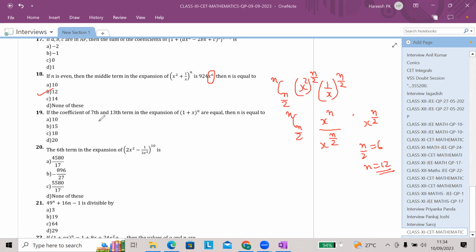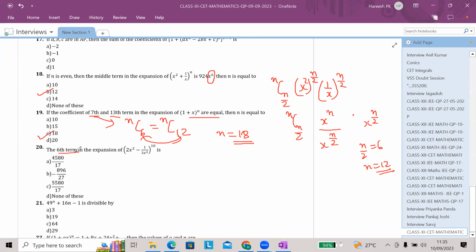That's it. Now, here they're saying the coefficient of the 7th term and 13th term are equal. So the 7th term coefficient is nC6 and the 13th term is nC12. Whenever you get an equation like nC6 equal to nC12, n has to be the sum of these two. n has to be 18. Why should n be 18? Because out of 18, selecting 6 is equivalent to rejecting 12. So n is 18, quite straightforward.